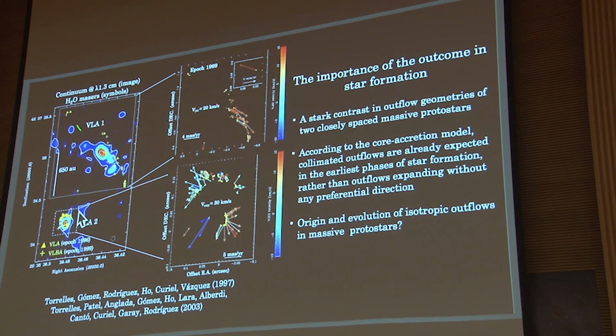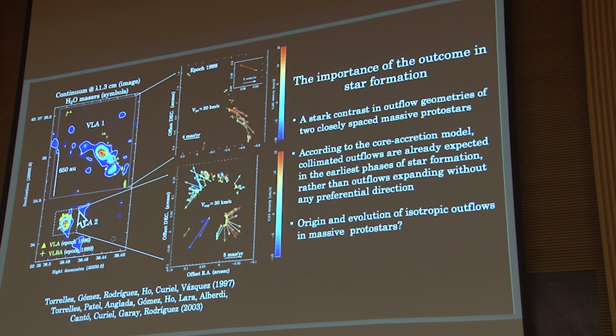In the case of VLA1, the masers are oriented and located along the major axis of the radio jet. However, in this case, they surround the compact continuum source. Using proper motion studies during several epochs, we found the proper motions of the water masers, so they are moving in this case in VLA1 in this direction. However, in this case, the masers trace an almost isotropic outflow expanding in multiple directions.